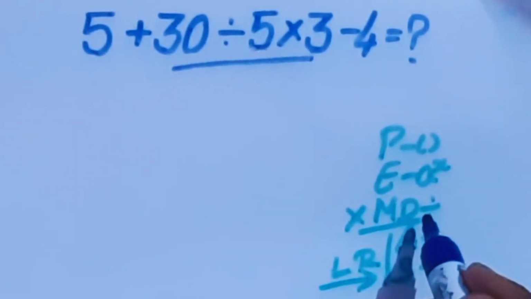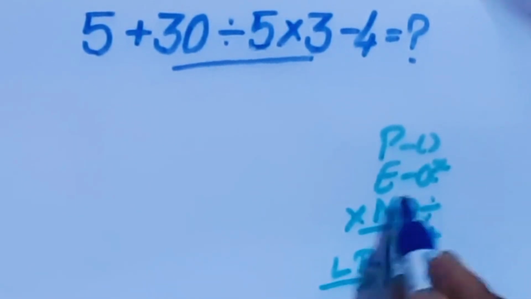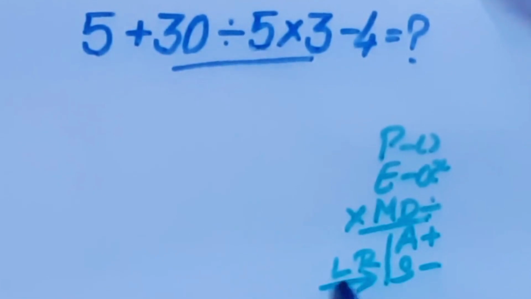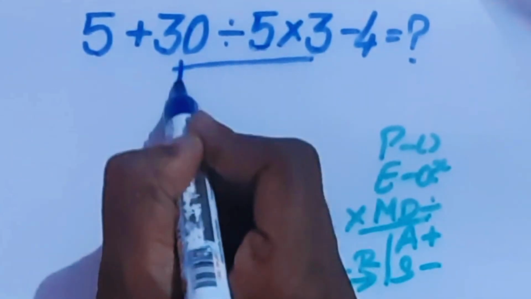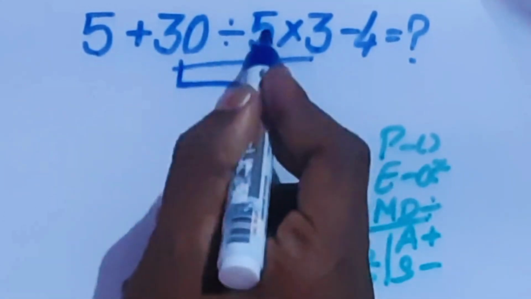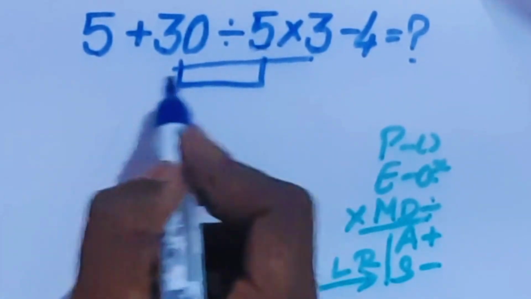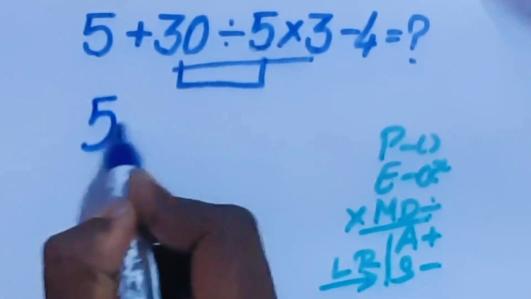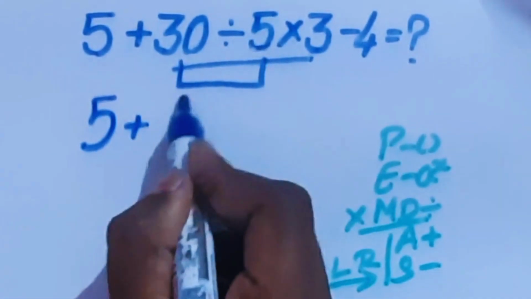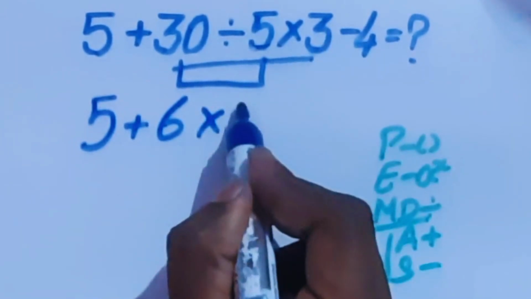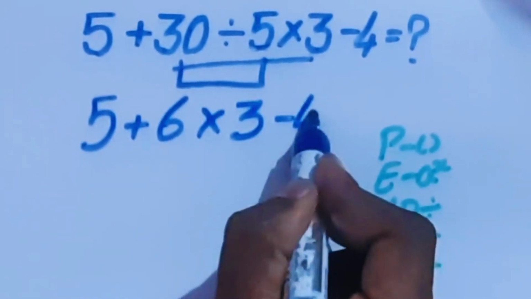Here, multiplication and division are both equal priority. For equal priority, we are going to use the left to right rule. Here left to right is this 30 divided by 5. So we have to do this 30 divided by 5 before any other operation. Here 5 plus 30 divided by 5 is 6, times 3 minus 4.